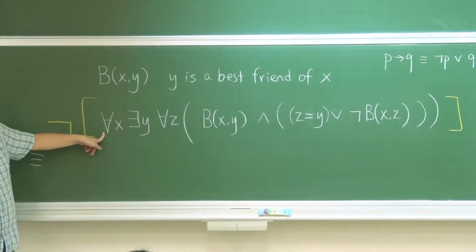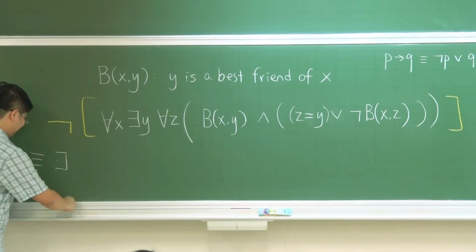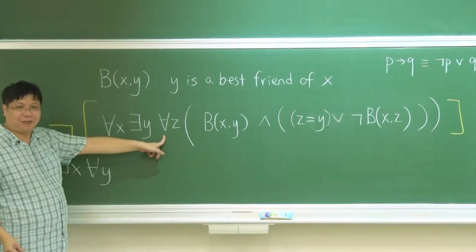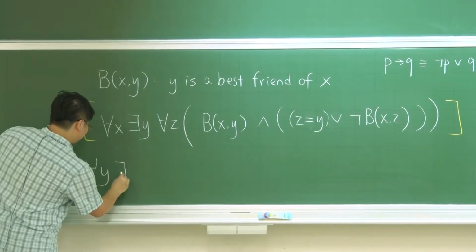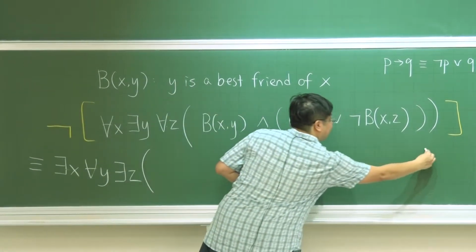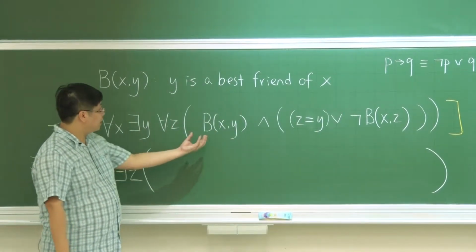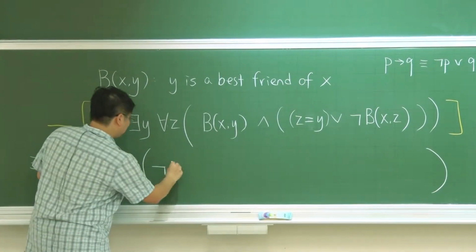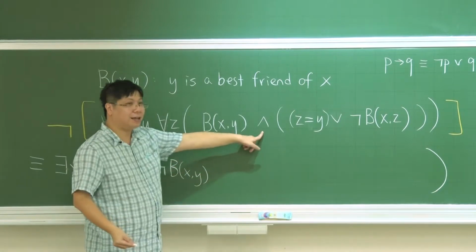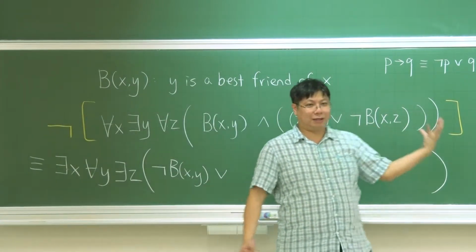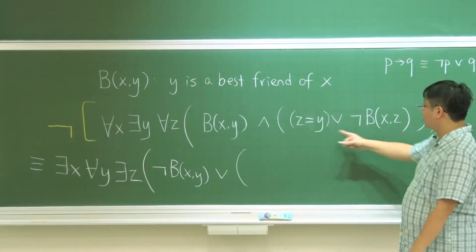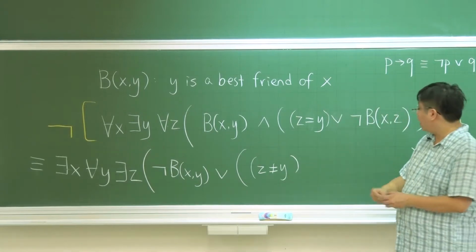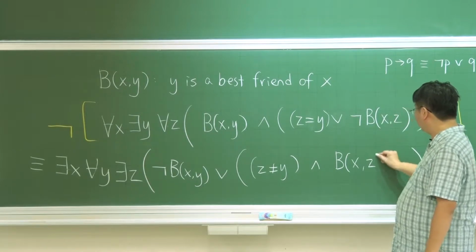For all x, we change it to, very good, there exists x. And there exists y, you change it to, very good. And then for all z, there exists z. Now this whole thing is this part and this part. You want to negate this. Negation of this one is negation of B(x,y). And then you negate this one. How do you negate this one? This is something or something, right? So you change it to the negation, and that's it, done. Wow, super great.